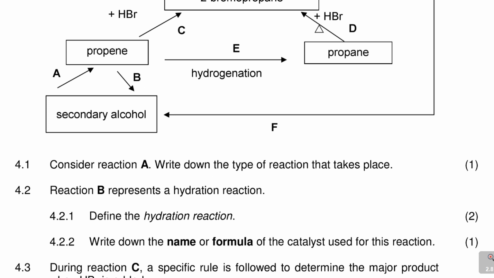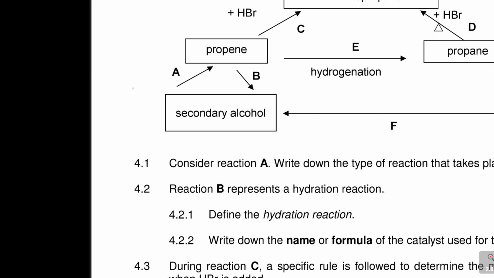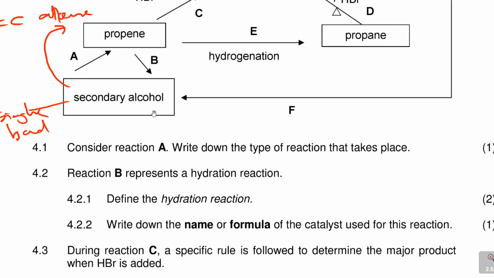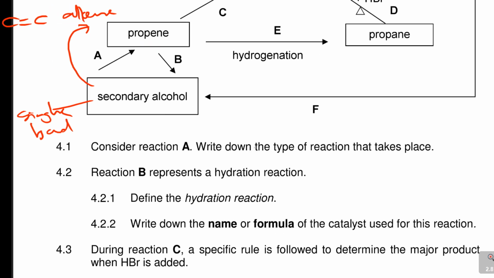In A, guys, where are we moving from? We are moving from a secondary alcohol to an alkene. This is an alkene, propene. Here you are introducing a double bond, but here it was only a single bond. So do you see that they consider this type of reaction? This is elimination in simple form.